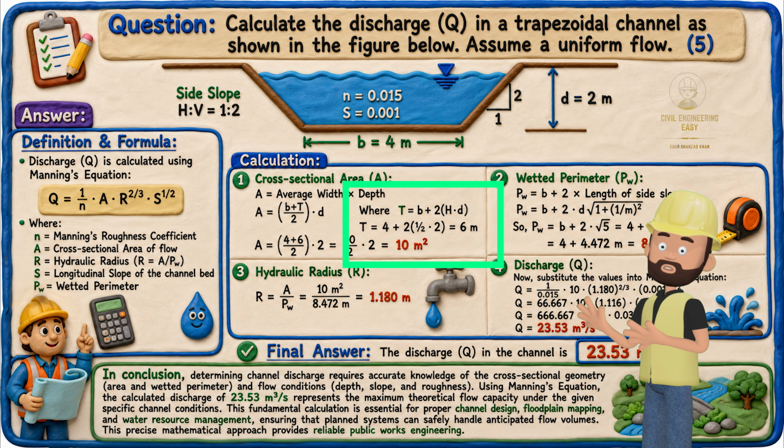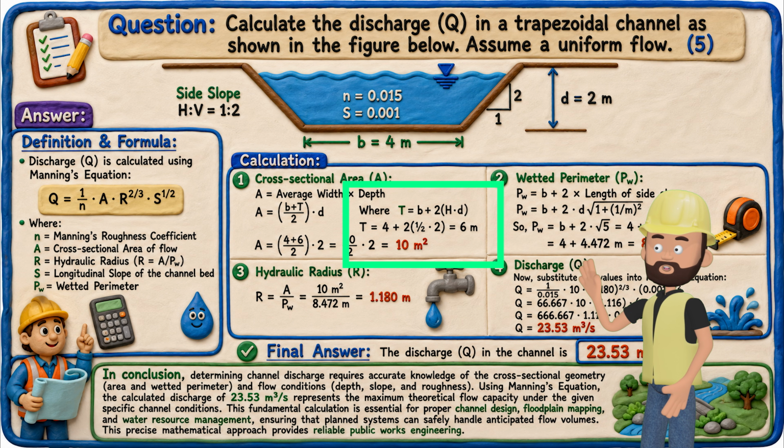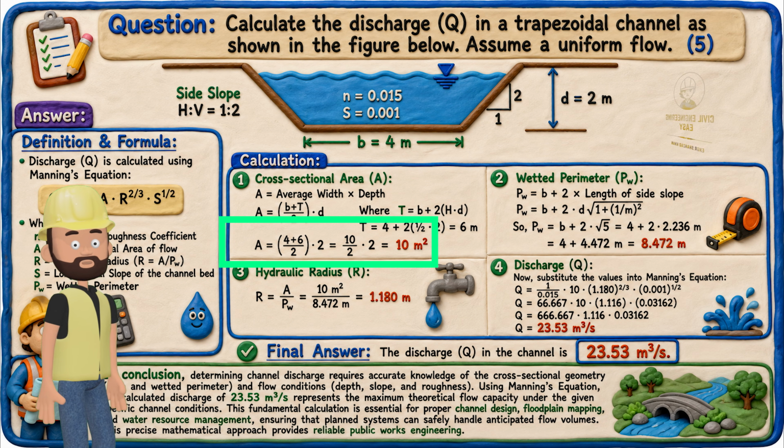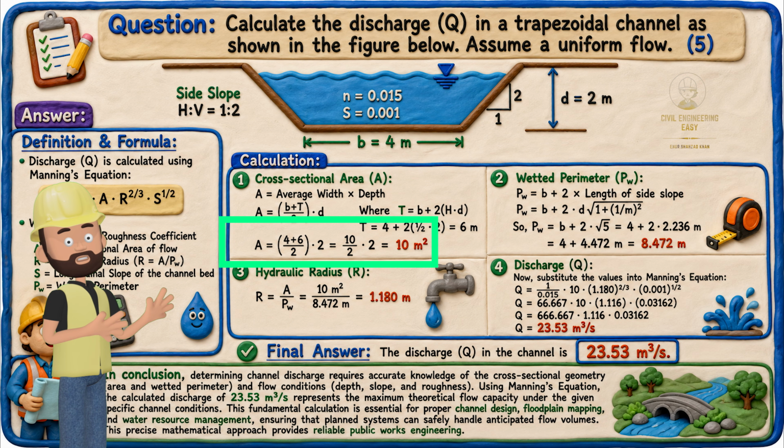With H equal to 1/2, T equals 4 plus 2 times 0.5 times 2, which gives us 6 meters. So, A equals (4 plus 6) divided by 2 multiplied by 2. That gives us 10 divided by 2 times 2, which equals 10 square meters.